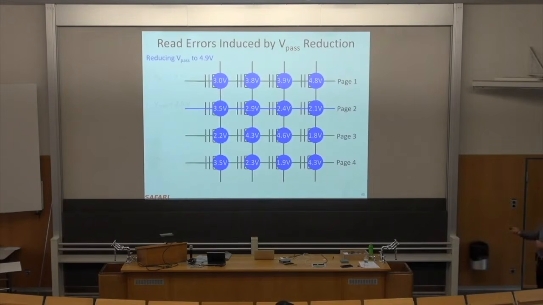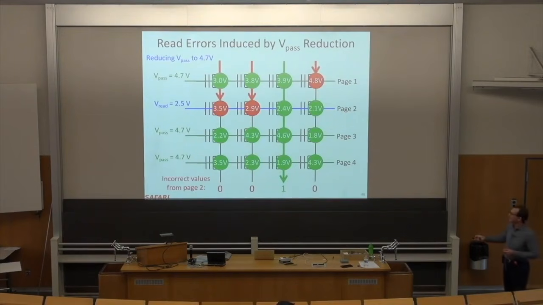Okay, well, I guess this shows what I'm just going to say. Let's assume you reduce the VPass to 4.9 volts over here. This is good in this case, right? There's no problem. But if you reduce it to 4.7 volts, you have a problem over here. This cell is incorrectly read because it has a threshold voltage that's 4.8 volts. And if your ECC is not able to correct this, then you have a problem.